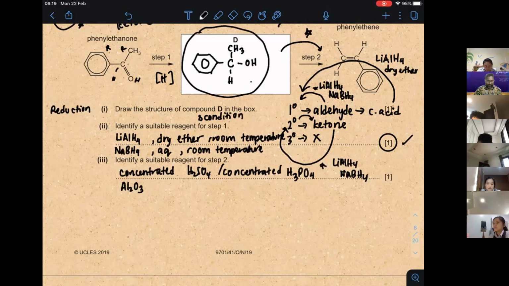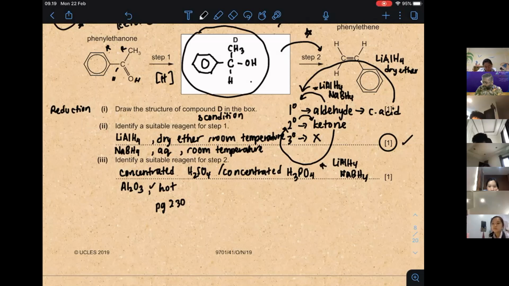This one, if you want to check, is on page 230. So this is going to be dehydration. The catalyst used is going to be Al2O3 catalyst, and the reaction takes place when alcohol vapor is passed over hot catalyst. So if you want to mention it, it's passed over hot catalyst of Al2O3, it's possible.